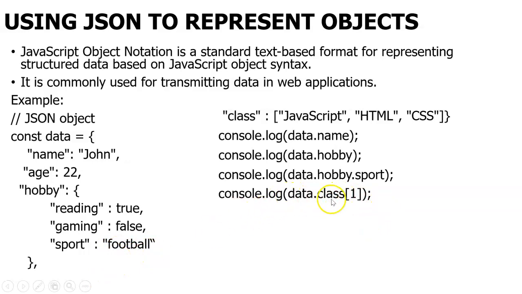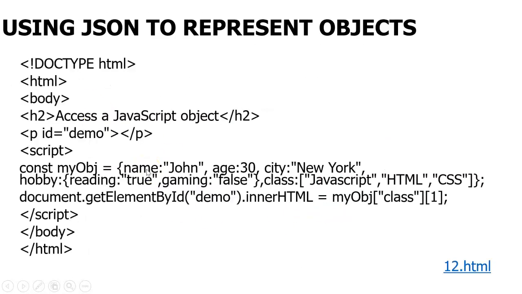Now data.class of 1. When it is an array, you call the value with the help of the index values only. So class of 1, indexes are 0, 1, 2, so 1 is HTML. You will get HTML for data.class of 1. So this is how your JSON object works.